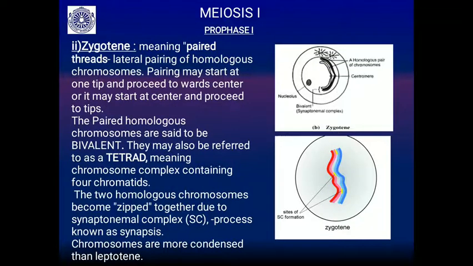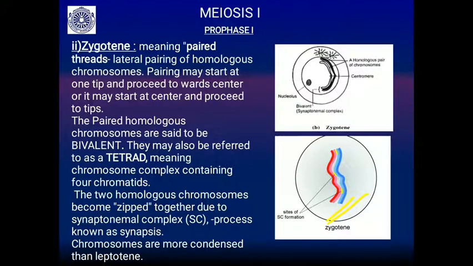The next stage is zygotene, which means pairing threads. There is a lateral pairing of homologous chromosomes. You will be able to see them shown in different colors here, the red one and the blue one. So they are homologous pairs. Now they lie side by side because of the development of a synaptonemal complex between them. These paired homologous chromosomes are now called bivalent. They have two chromosomes but appear as a single unit, that's why it's called bivalent.